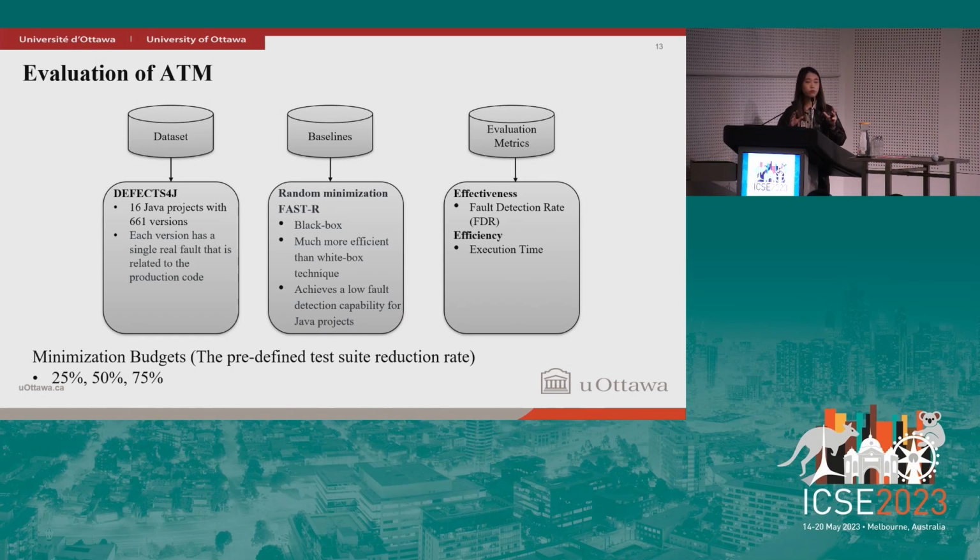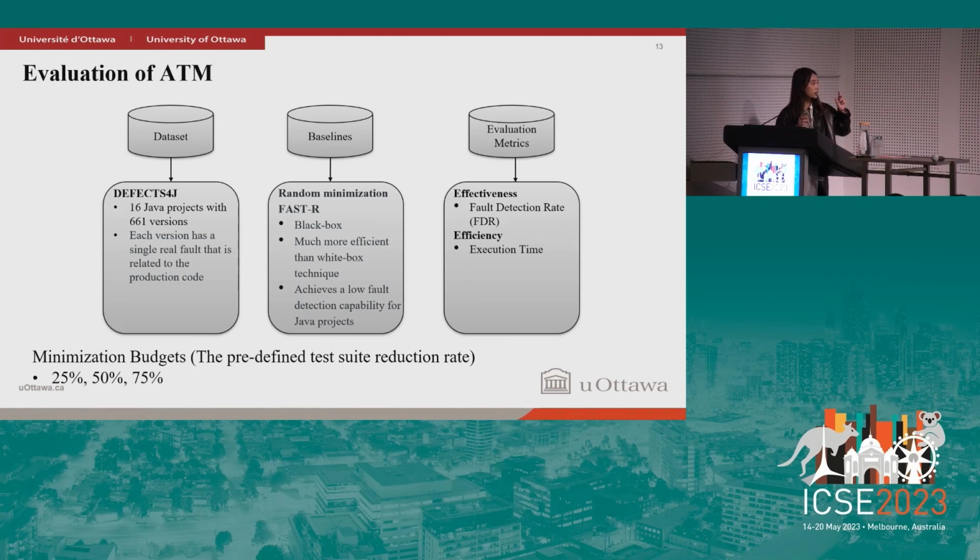And as for the baselines, we consider random minimization, and also, as I mentioned before, the FASTAR, which is a black box test case minimization technique, and which is also much more scalable and efficient than the white box techniques. However, this technique achieves a relatively low fault detection rate for the Java projects.